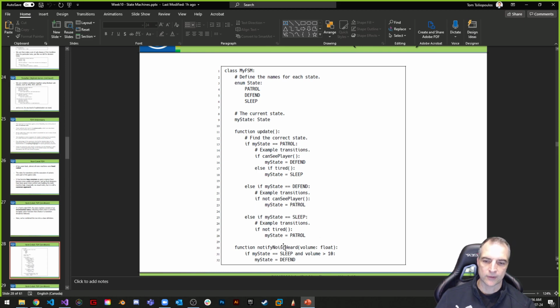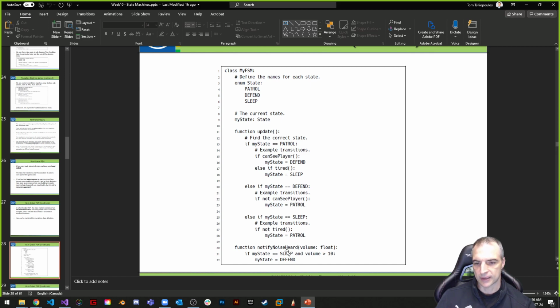And maybe what happens is tired and not tired. The way that happens, and also there's a couple of things we can see here, a couple of methods that we're checking. Conditions, tired and can see player. Those are conditions that are going to make the transition happen. Okay. Here's another one. Function, notify noise heard, right?